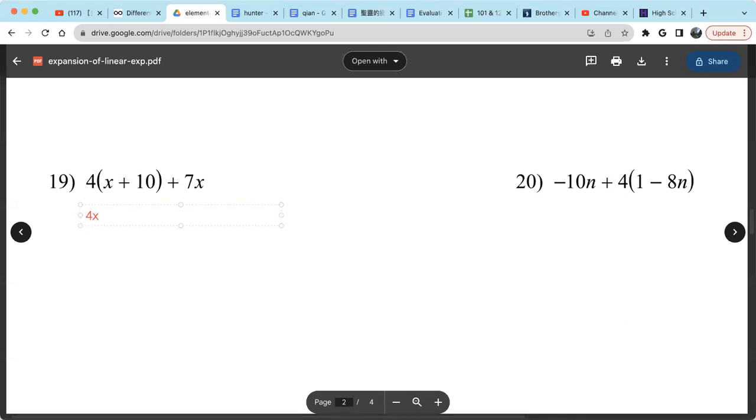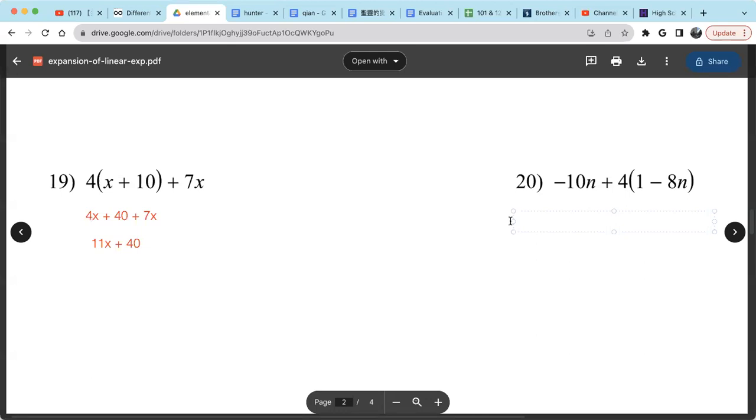So I'm going to get 4x plus 40, right? Because 4 times 10 is 40. Then plus 7x. Then as this, I have like terms. 4x and 7x are like terms. I can add 4 and 7, which I get 11x plus 40. 40 has no like terms, right? So I just write it.